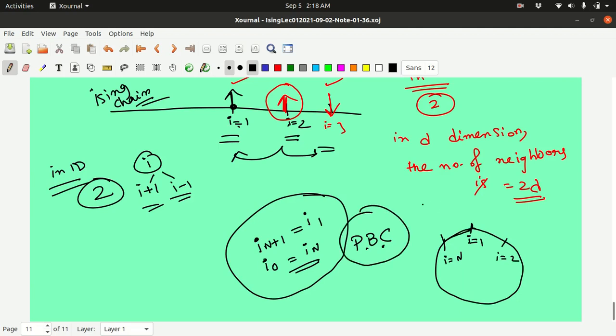One thing you notice is that with periodic boundary condition, every spin has exactly 2 neighbors. But if you have free boundary condition like this, the end spin will have only one neighbor, because it can only see this part, not this part, and this spin can see only this part, not this part. That's why for free boundary condition, the end spins have one less neighbor.